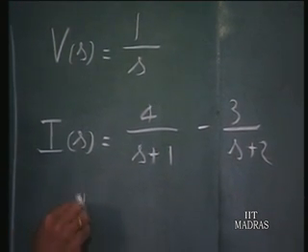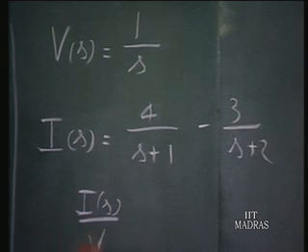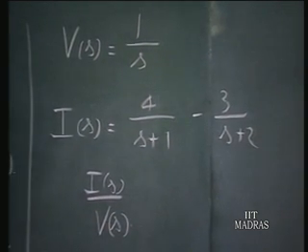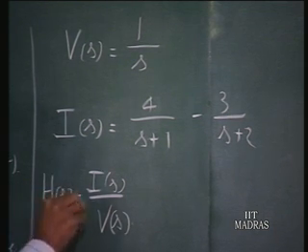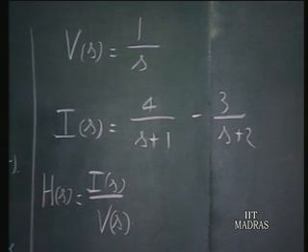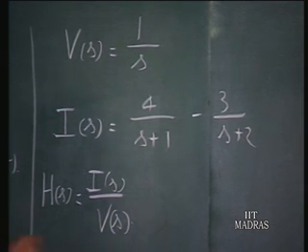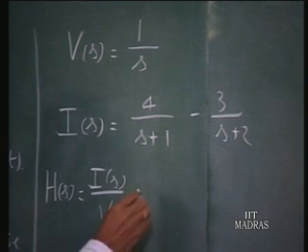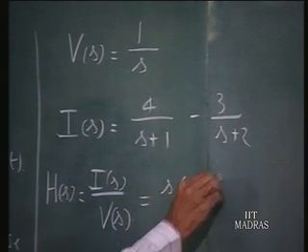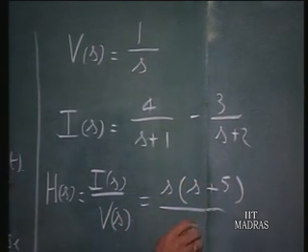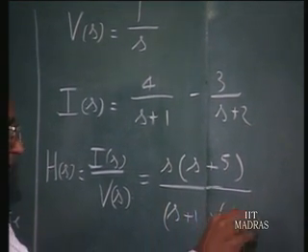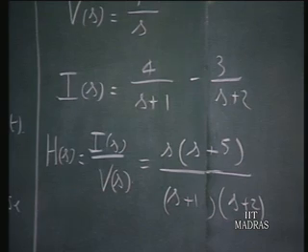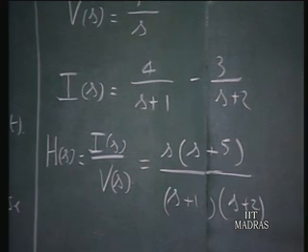Therefore, I of s over V of s is the system function H of s. That will be obtained as, you can work this out and show that this is equal to s times s plus 5 divided by s plus 1 times s plus 2. You can show that this is the system function H of s. So that is the answer to B, which we have already obtained.